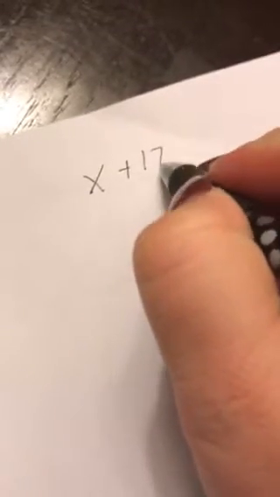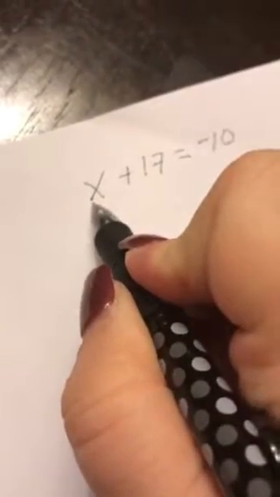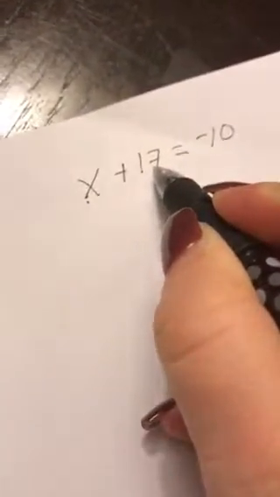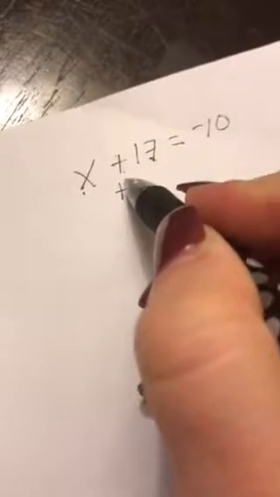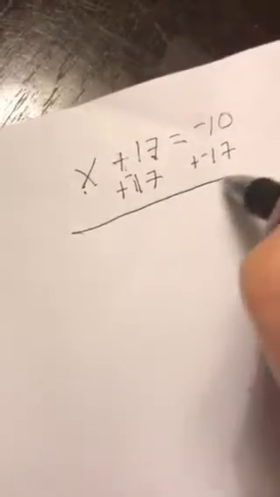If we have x plus 17 equals negative 10, we're trying to get the x by itself, which means we have to get rid of the 17. To get rid of the 17, we're going to do the opposite. So since this is plus 17, we can add a negative 17. And what we do to one side, we're going to make sure we do to the other side.